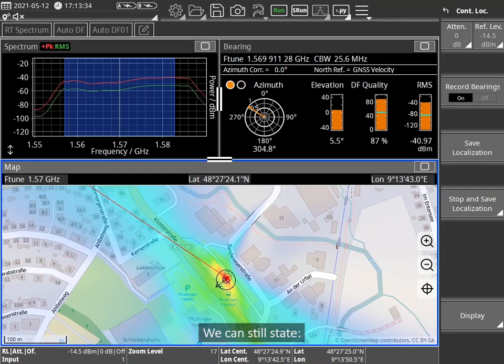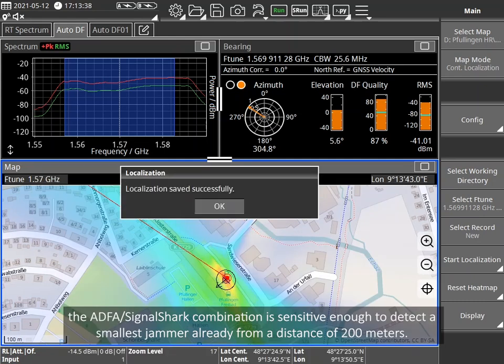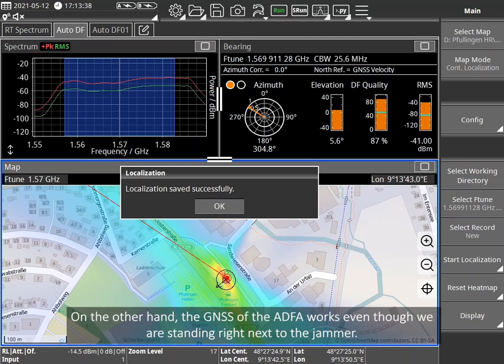We can still state the ADFA SignalShark combination is sensitive enough to detect even the smallest jammer from a distance of 200 meters. On the other hand, the GNSS of the ADFA works even though we are standing right next to the jammer.